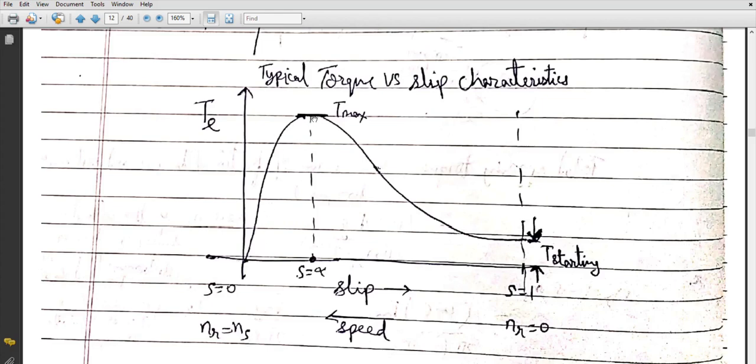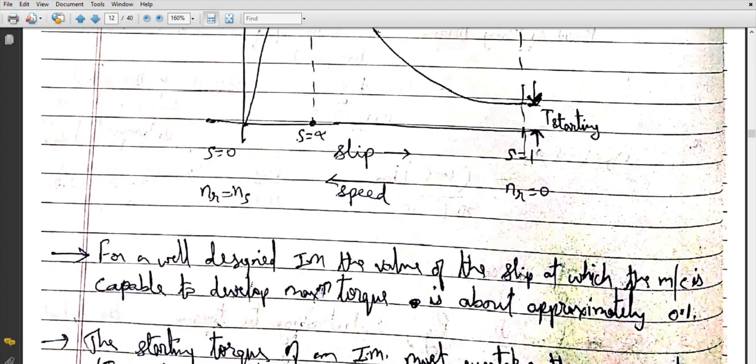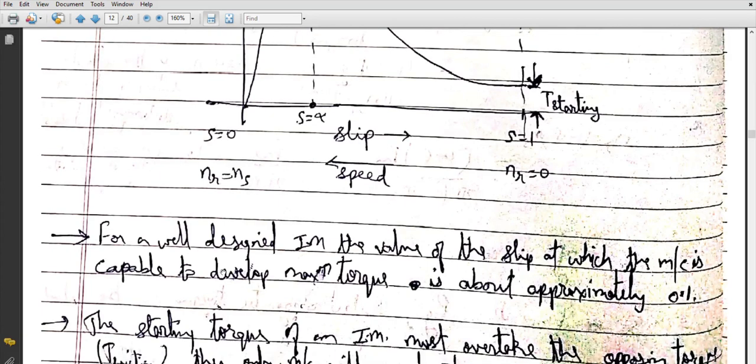And this is your working region. We'll show how this is your working region. Here your induction motor basically operates. Okay, I'll show you how. You should be very careful with this. This thing is your starting torque. Okay, now see, we'll read these things.